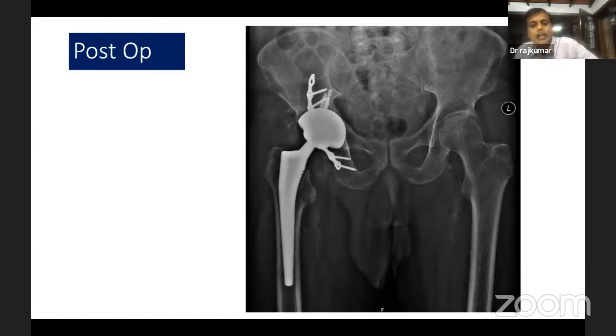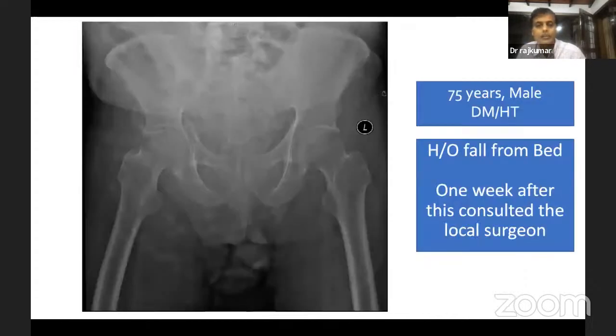So do an aspiration if it is possible, and do an in-theater inoculation of that aspirated fluid into the culture medium bottle, and then do an extended culture. Don't leave it for only 3 days, leave it for 14 days to grow some organism. So that is the point learnt in that case.